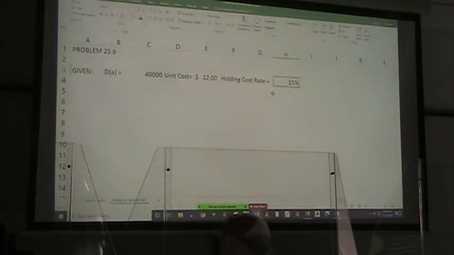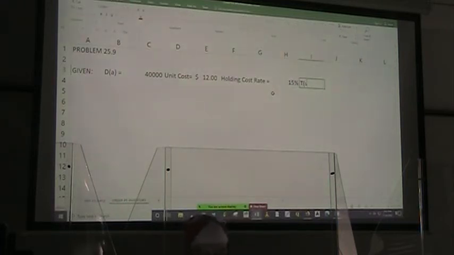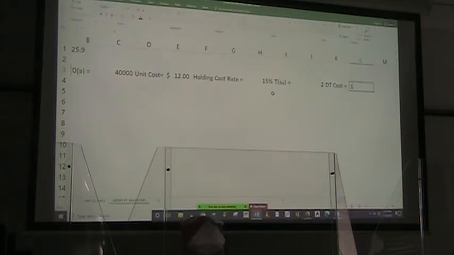Setup time is equal to two hours. And our downtime cost equals $180 an hour. Wow. You don't want that down very much.